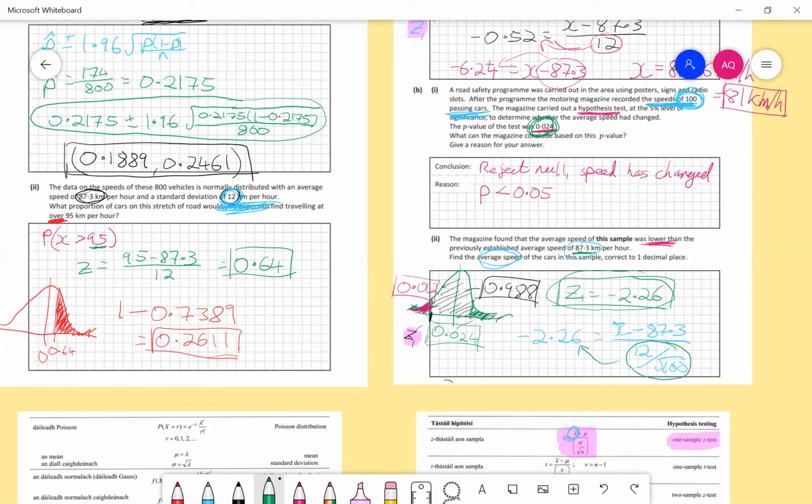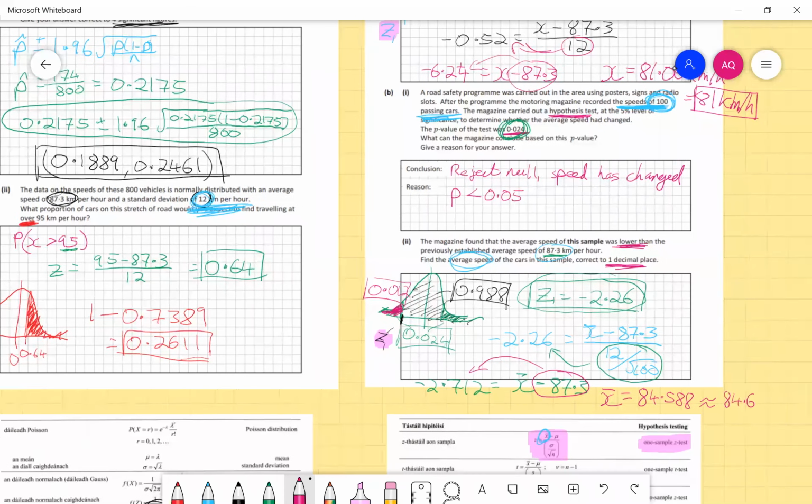Just put it down here. Minus 2.712 is equal to x bar minus 87.3. And then lastly, we'll take the minus 87.3, bring it over and make it plus. And then we'll find that we get x bar is equal to 84.588. And then just carefully read the question again. Maybe missed this again. Correct to one decimal place. So we would have that equal to 84.6.